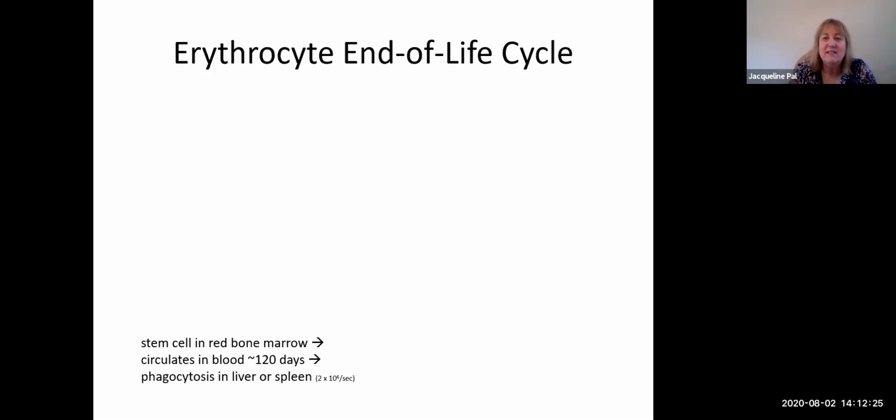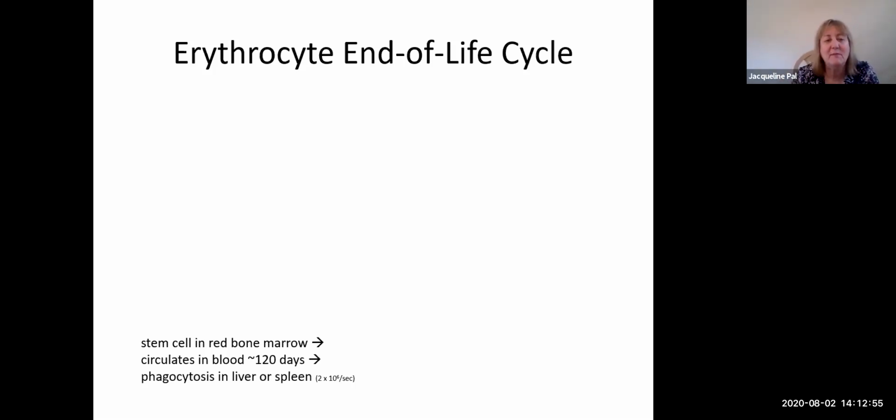And every single second, when you're awake or asleep, 2 million red blood cells are being phagocytosed by your spleen, which means every single second, 2 million have to be kicked out from your red bone marrow. Because if not, then your blood counts are going to go down.